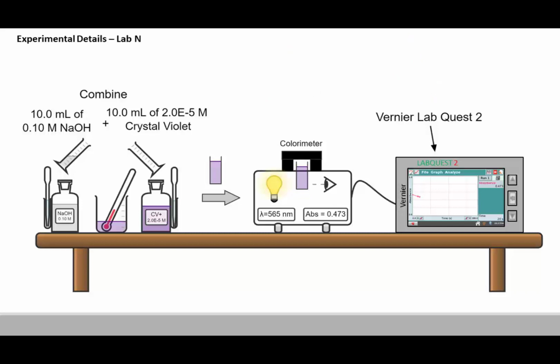A second point before we get to the lab is related to the concentration of the reactants at the time of mixing. Note that because the final volume of the reaction mixture is 20 mL, both the crystal violet and the sodium hydroxide are diluted twofold from the original stock solution concentrations. This fact will be important as you present and process your experimental data.